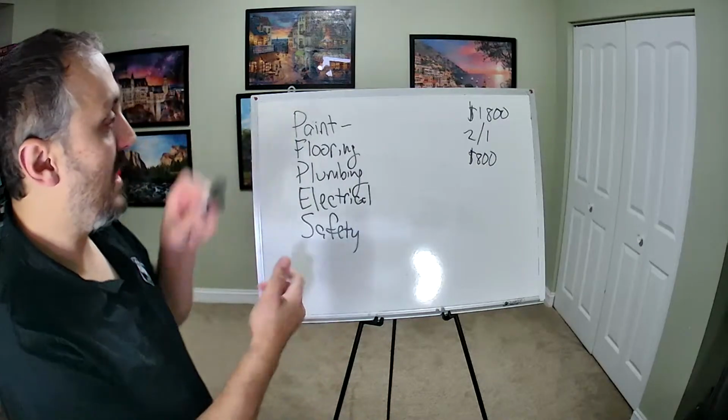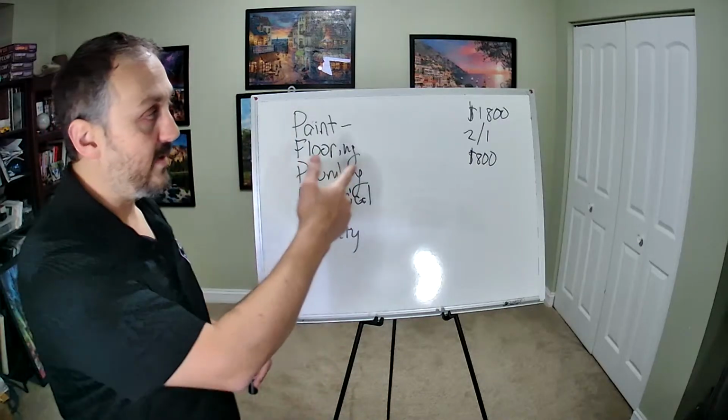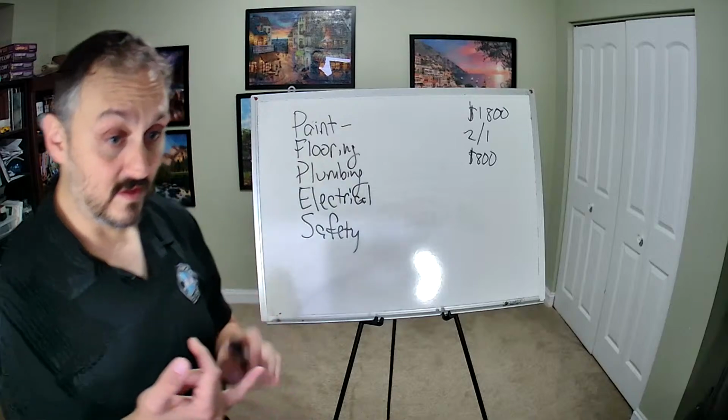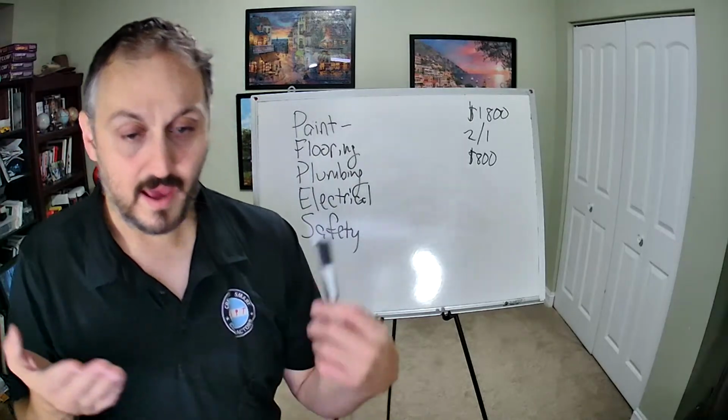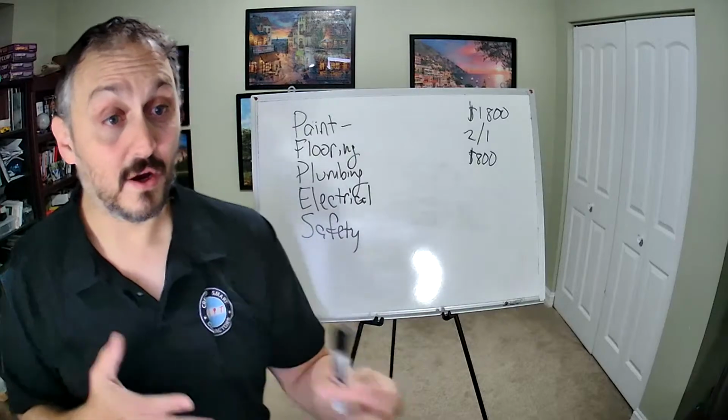So how's that going to work in terms of painting? Well, if you're painting a 2-bedroom, that means you have the 2 bedrooms. You also have the 1-bath. You probably have a living room. There might be a kitchen. So do we have to paint all 5 of those rooms?